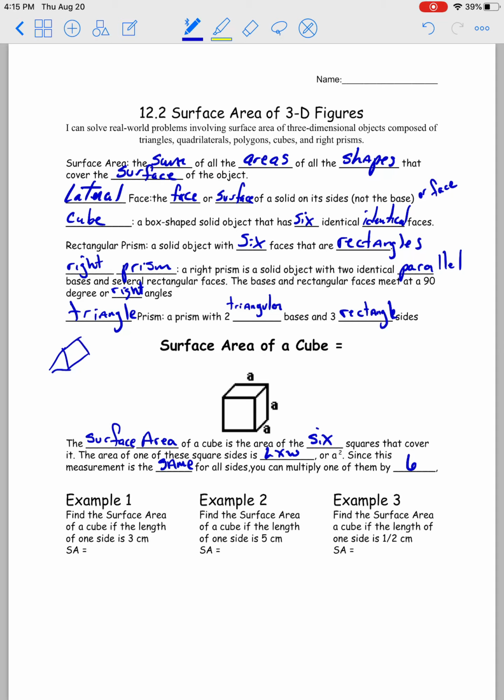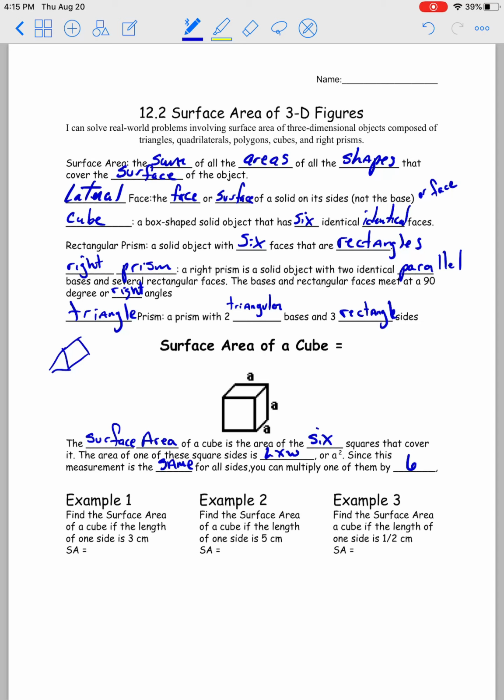Now, let's look at trying to find the surface area of a cube. The surface area of a cube is the area of the 6 squares that cover it. The area of one of these square sides is length times width, or a squared, because the sides are the same measurement. You can just square the number. Since this measurement is the same for all sides, you would then multiply it by 6.